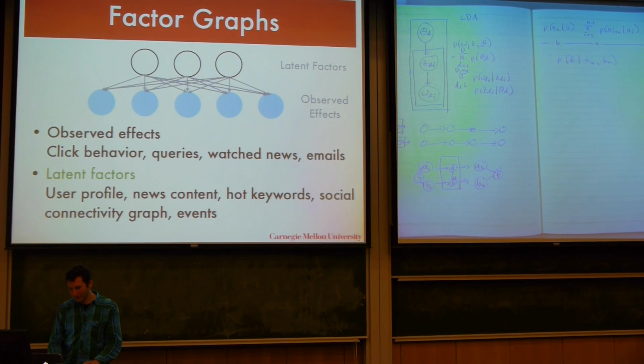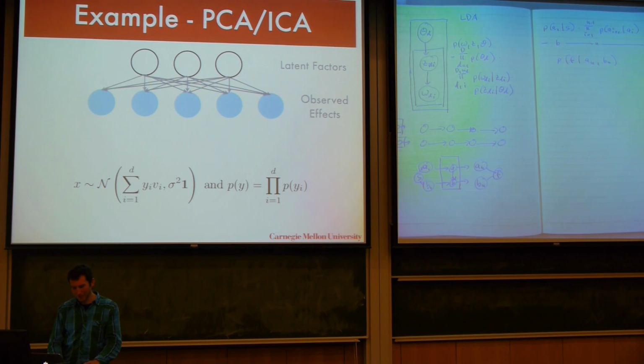So here's a simple case, principal component analysis. Independent component analysis would work similarly. So let's say x is a normal distribution, I have some linear combination of those vectors, y_i, v_i. I'm drawing the y_i's independently from each other, and I'm just adding some Gaussian noise to it. So if you were to do this and assume that the y_i's are drawn from a Gaussian, then you would immediately see that x's are also drawn from a Gaussian.